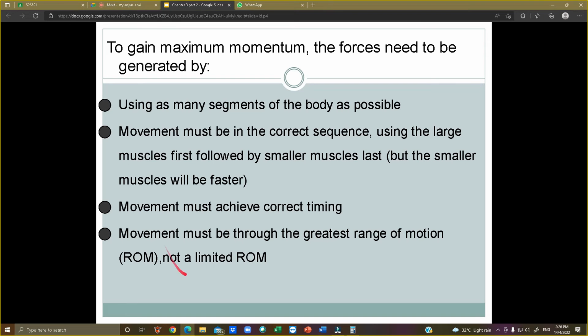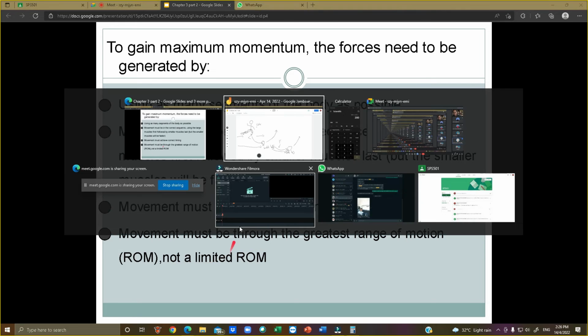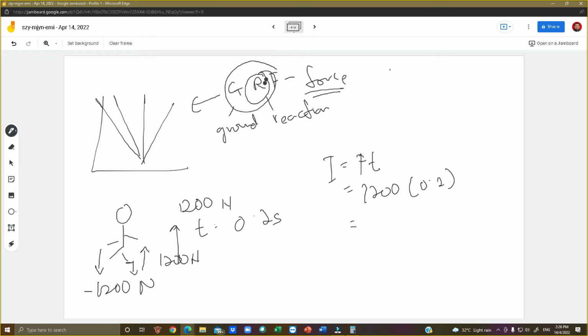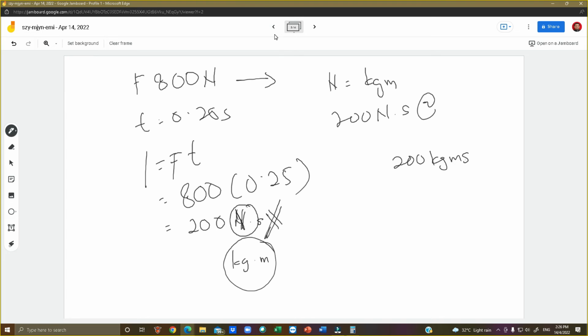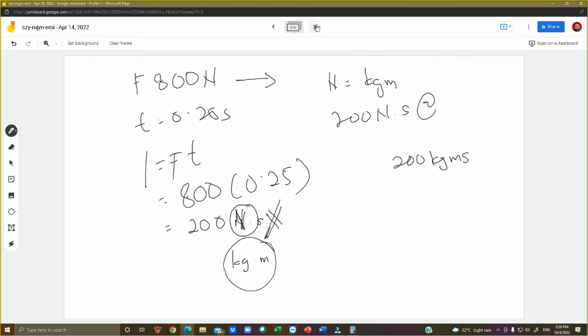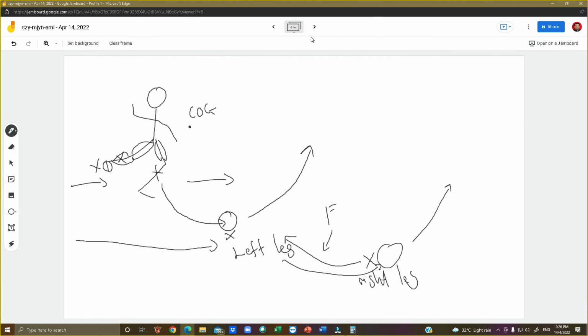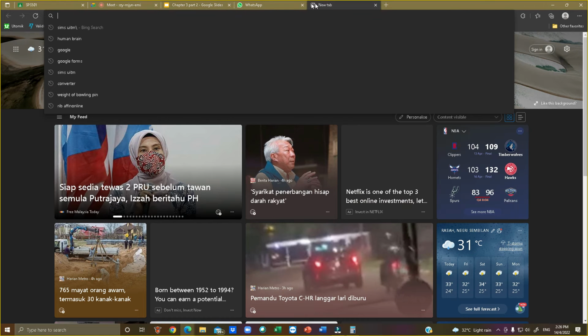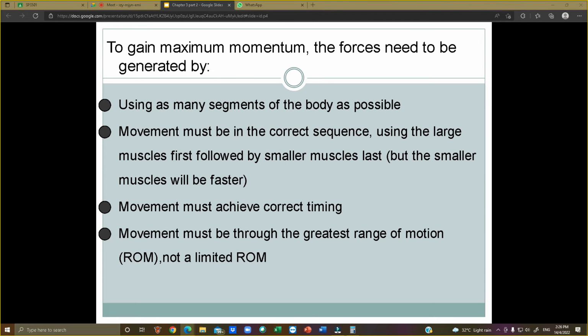Okay, correct timing. And finally, movement must be through the greatest range of motion, not a limited ROM. This is what we have learned here. Mana? Sini. Okay, by having full ROM, which take a difference of 0.3 second, we can increase the amount of force by 1,000. Tu adalah konsep summation of force. Macam kita nak buat free apa ni? Sekejap kita nak buat free throw dekat dalam basketball. Example.